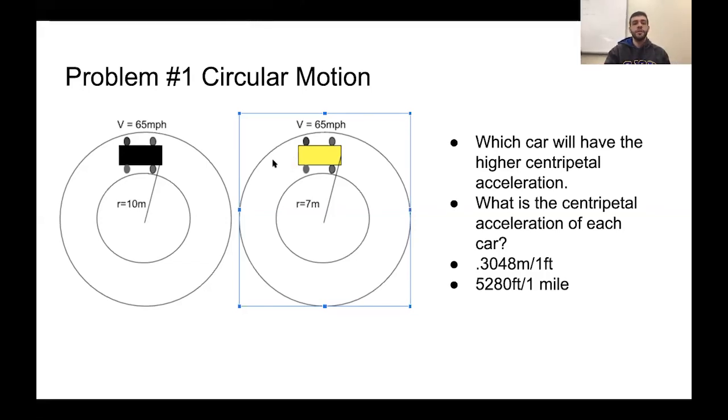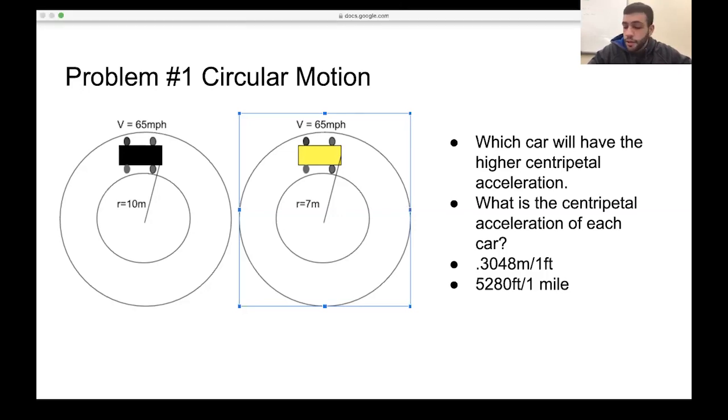All right, I noticed a few more people have joined the session. If you can see my screen or have the PowerPoint open in front of you, we'll work on this problem, where the question is: what is the centripetal acceleration of each car? One car is going 65 miles per hour on a 10-meter radius circle, and the other is going 65 miles per hour as well, but on a 7-meter radius track. We'll keep working on it for another few minutes.